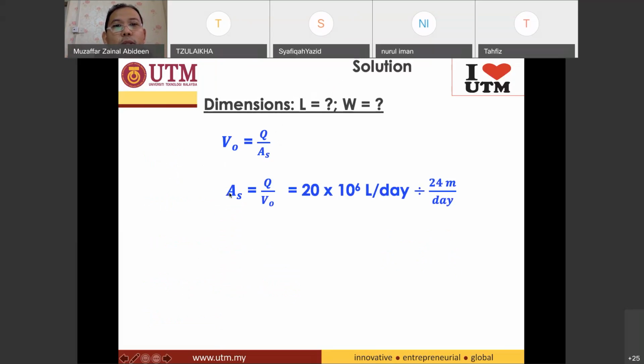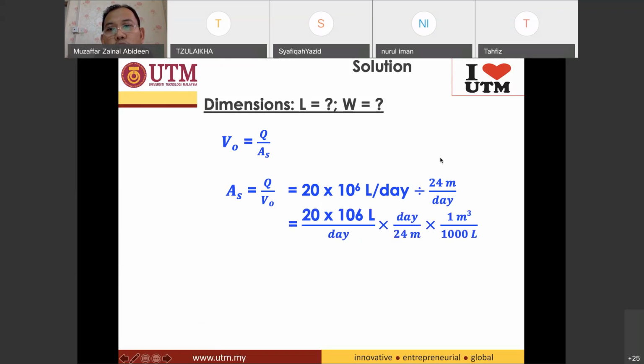AS is equal to Q divided by V naught, 24 meter per day. When you divide by this number, you have to turn it upside down when you multiply. Another factor is to change liters to meter cube with the conversion factor. Day cancels with day, so we get the area in meter squared. Perhaps you would like to solve that first. Tell me your AS value.